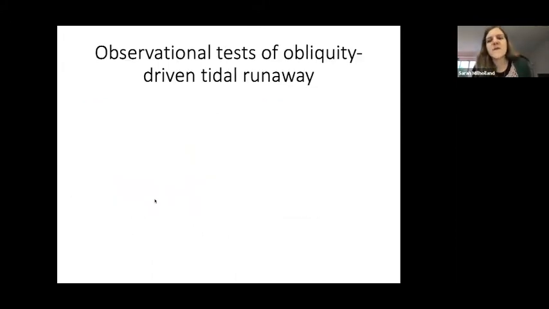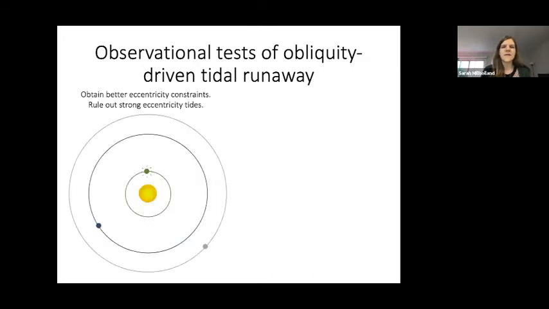As far as testing this theory of USP production with further observations, there are a couple of things that we can do. One thing is that we really want to obtain some better constraints on the eccentricities of the companion planets to USPs, because this could help rule out eccentricity tides as the cause of the inward orbital migration, and help give more support to the idea that obliquity tides might have played an important role.